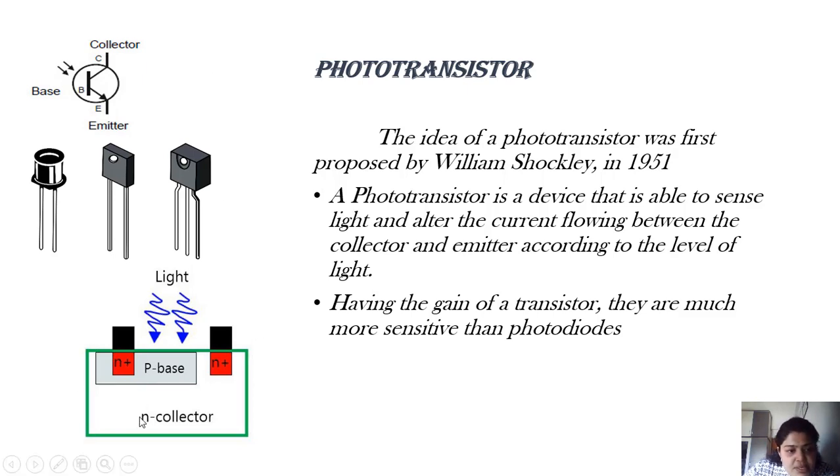This is just a small construction diagram. In the diagram I have shown an NPN junction, where this N and P comprise the base, and this N indicates the collector. So this is the emitter junction, this is the base junction, and this is the collector junction. So N for emitter, P for base, and N for collector. And light is always incident on the base. So the base is designed so as to accept light.